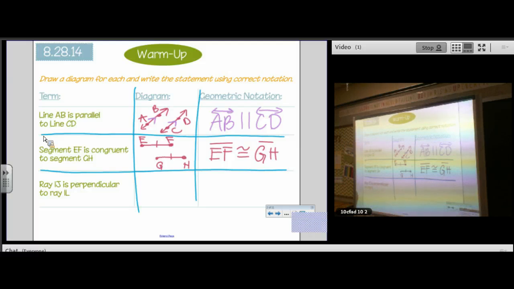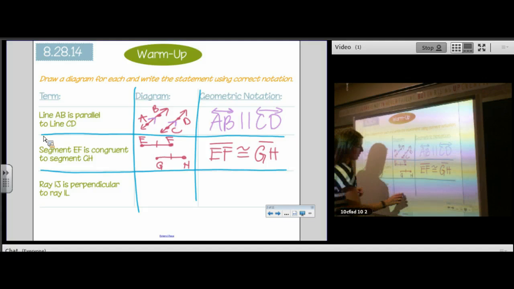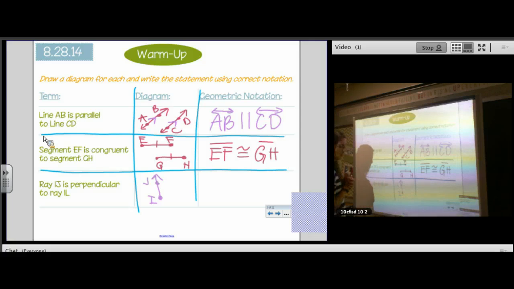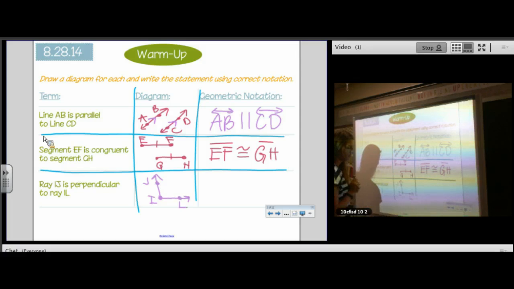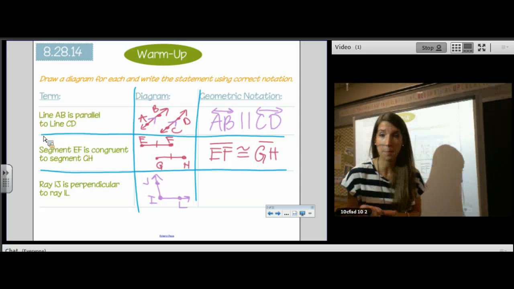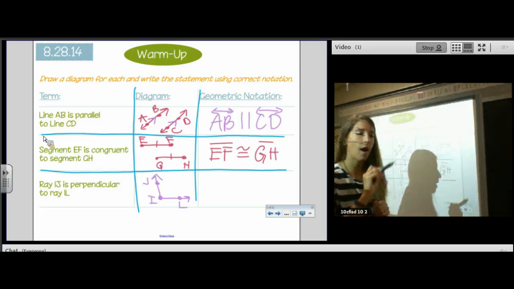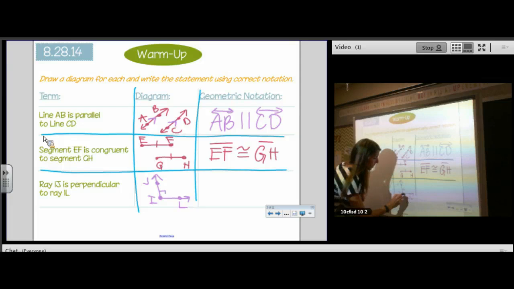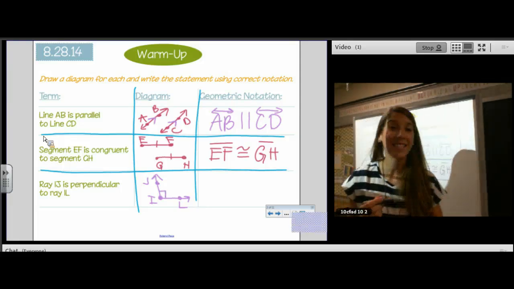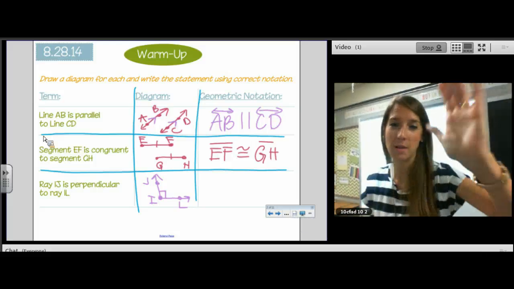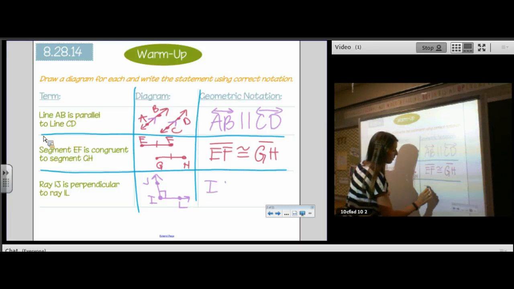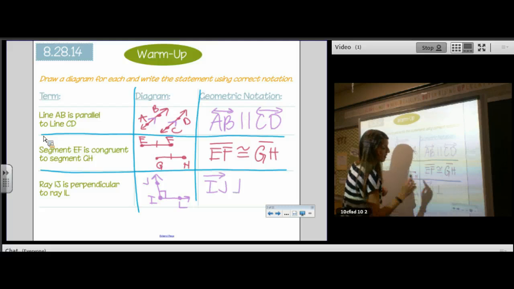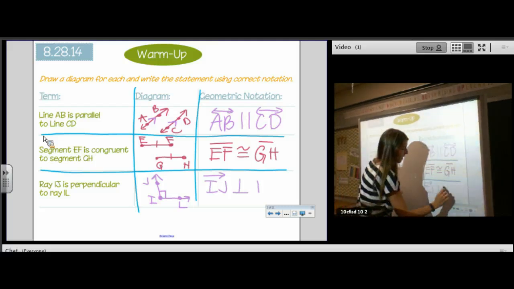Ray IJ is perpendicular to ray IL. Okay. So ray IJ, this is one way to draw it, is perpendicular to ray IL. And the symbol for perpendicular, I bet you know this already. It's to put a little box in the corner, even though mine doesn't look perpendicular. Now that I added the box, it is for sure perpendicular. There's no arguing it anymore, even though I drew it a little slanted. Okay, so to write that, we would do ray IJ, upside down capital letter T, ray IL.